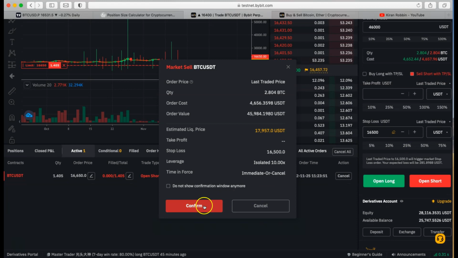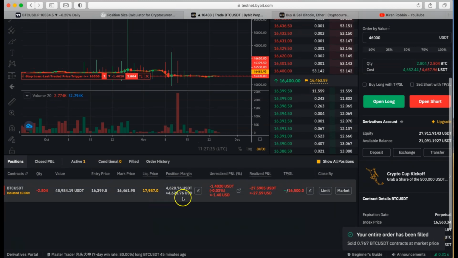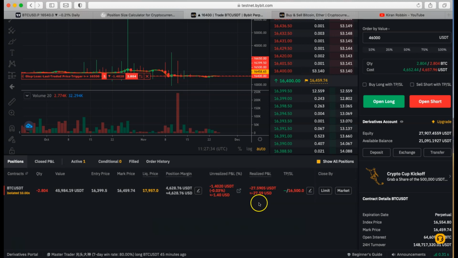So I'm pressing confirm. As you can see, I've opened this short position in real time and it filled almost immediately. I've also already had some fees taken out purely because it's a market order. And so I've had to pay this premium for opening it in real time.